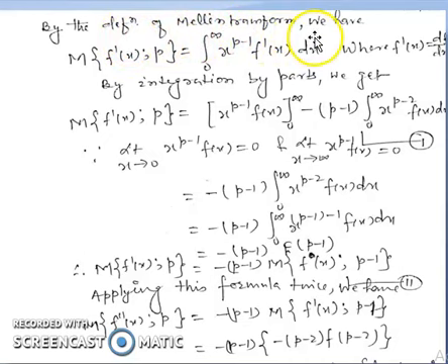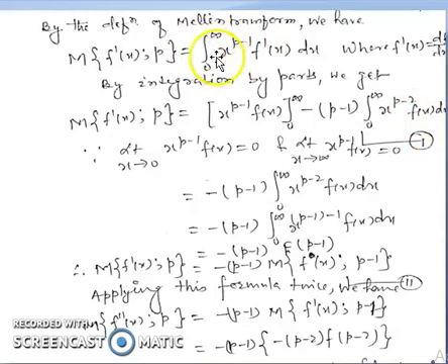By the definition of Mellin transform, we have M of f'(x) such that p equals integral from 0 to infinity of x to the power p minus 1 f'(x) dx, where f'(x) is the differentiation of the function. Now integrating by parts, we get M of f'(x) such that p equals x to the power p minus 1 f(x) from 0 to infinity minus (p minus 1) integral from 0 to infinity of x to the power p minus 2 f(x) dx.